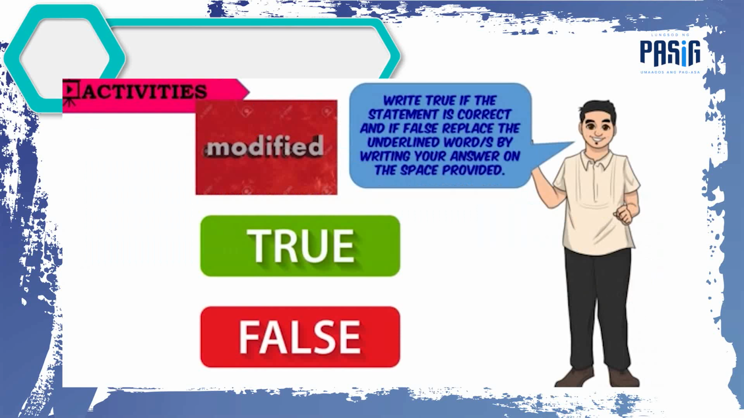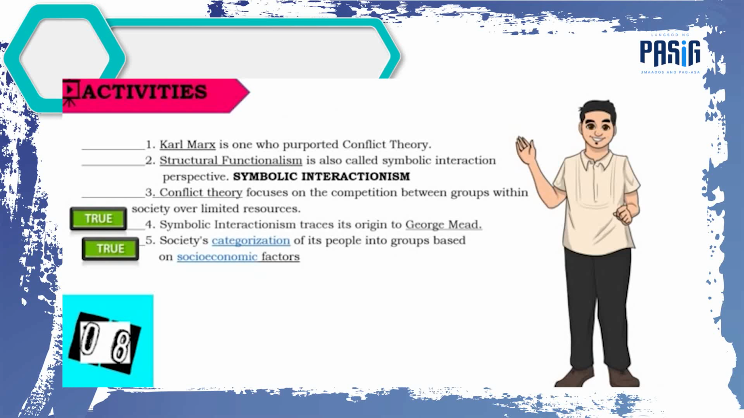Have you ever played the modified true or false? Write true if the statement is correct, and if it's false, replace the underlined word by writing your answer on any sheet of paper. Can we start now? Number 1. Karl Marx is one of a purported conflict theory. The answer is true.